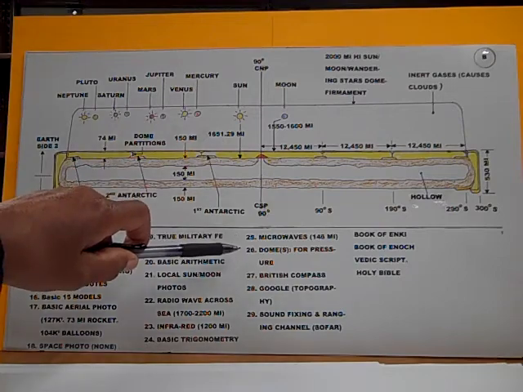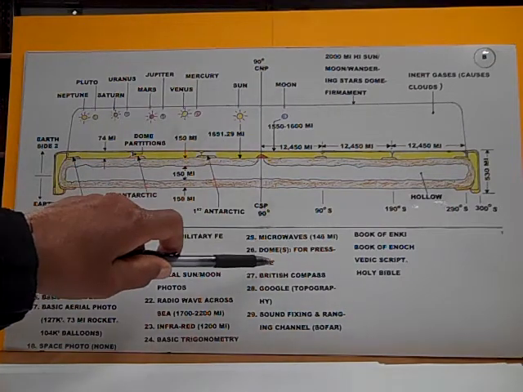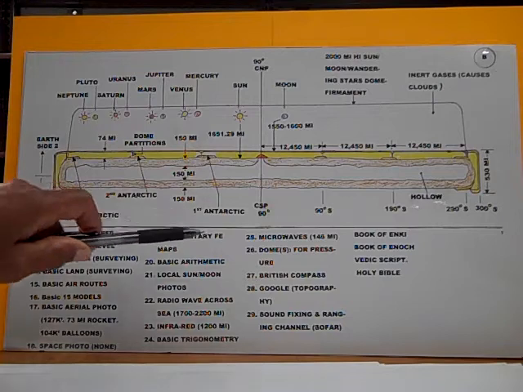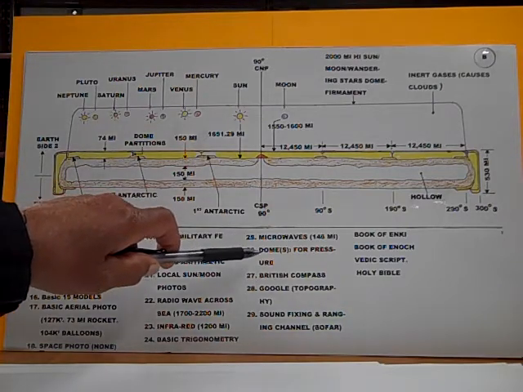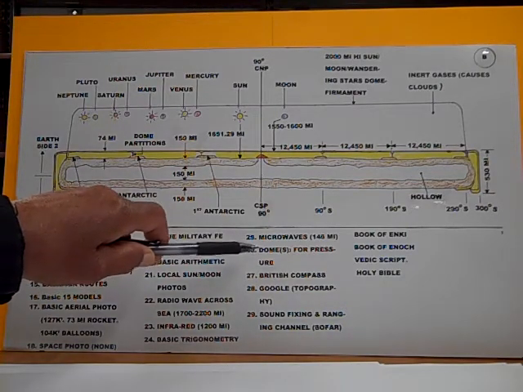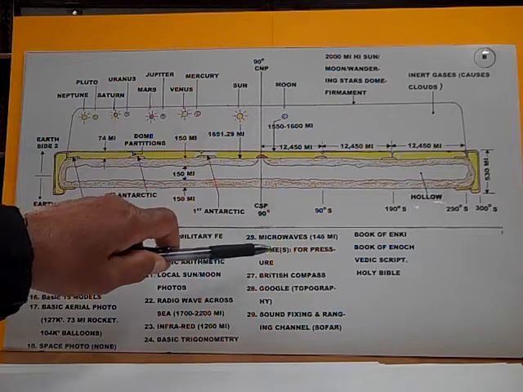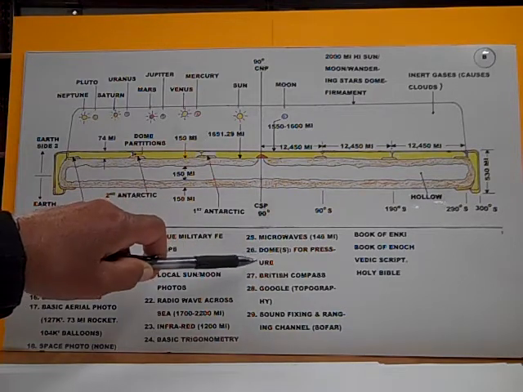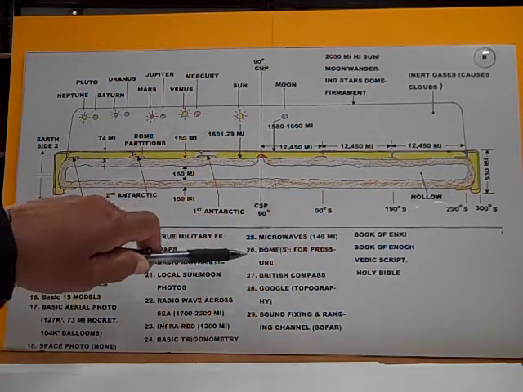And 26, the domes for pressure. The domes, because the Earth needs a container to contain its air pressure, to contain gas pressure. That's one of the main reasons the domes are there.